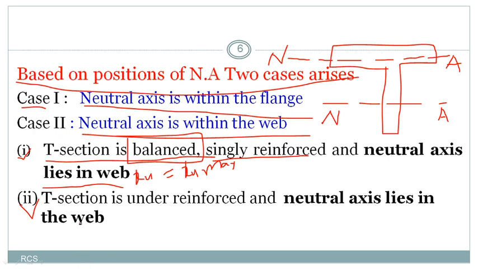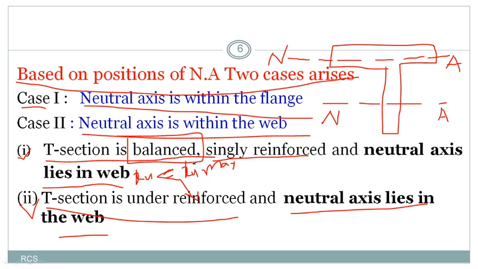And the second case may arise in case number 2, that the T section is an under reinforced section and the neutral axis lies within the web. The neutral axis lies in the web portion only, but your XU is less than XU max. Then we can call it an under reinforced section. For that case also we have to calculate the moment of resistance. Generally these values depend upon the depth of flange, the ratio of depth of flange to the effective depth of the beam. Based on those ratios, the moment of resistance values depend.